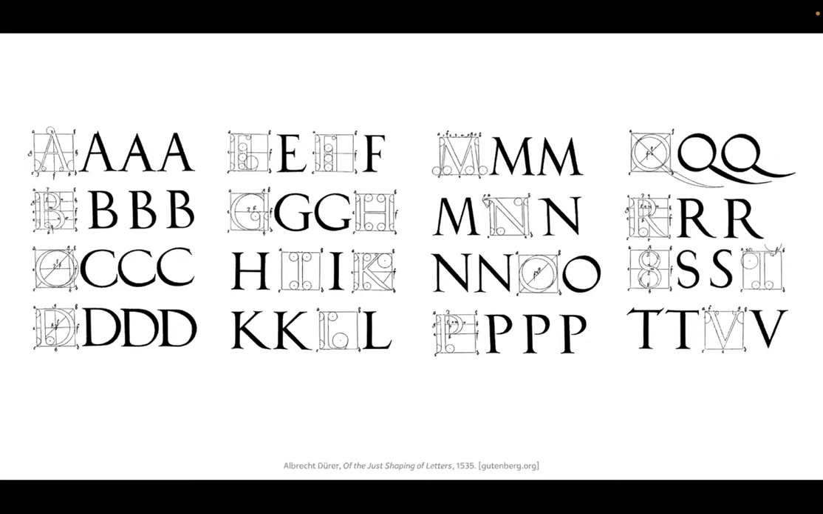So I want to show just a few examples. The German painter and printmaker Albrecht Dürer, 1535, he published a treatise on the just shaping of letters. So this book had step-by-step instructions on how you're supposed to construct letters correctly using strict geometries.